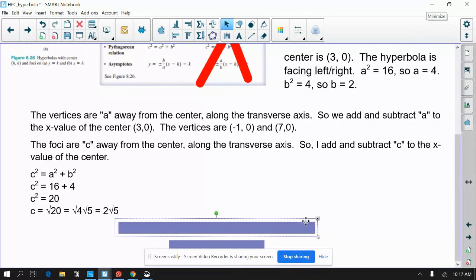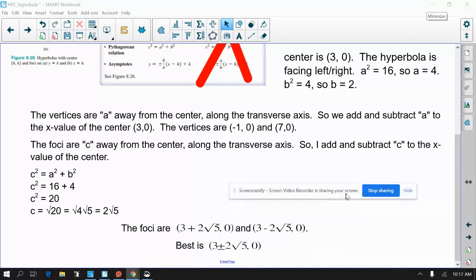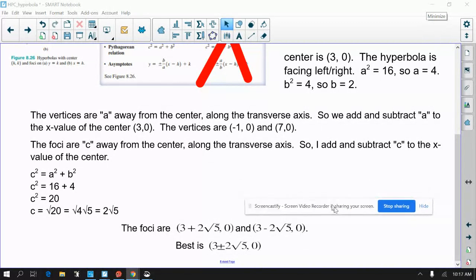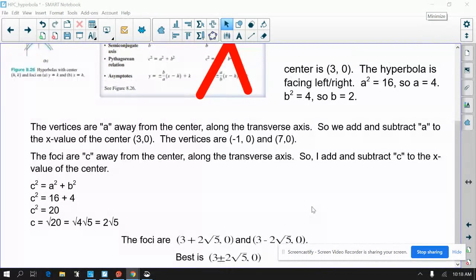I go to my calculator to find out, and I add and subtract that value to x. So (3 plus 2 rad 5, 0) is one focus, and (3 minus 2 rad 5, 0) is another focus. But the best way to write this is 3 plus or minus 2 rad 5. If you can use fewer words to say the same thing, it's always better. Unless you're taking a test in this class, you have to show your work.